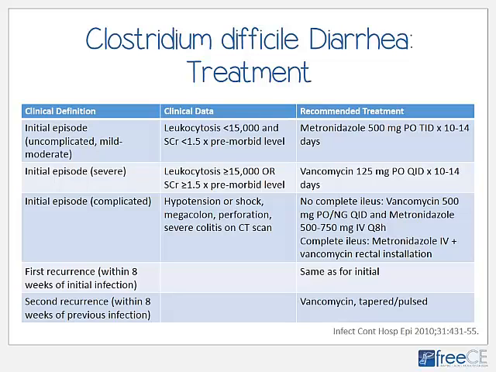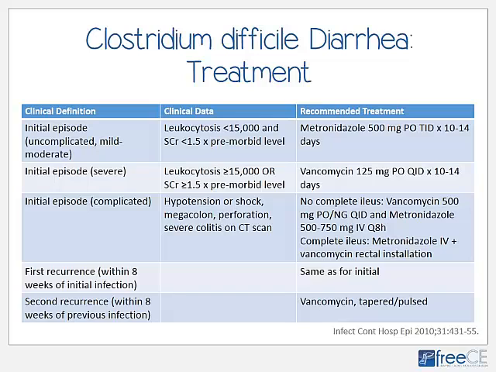Our next clinical definition is the initial episode, but now it's severe. And severe is defined as a leukocytosis that's greater than 15,000, or a serum creatinine that's greater than or equal to 1.5 times the premorbid level. So you don't need to have both of these, just one or the other. And so again, we've got a significant acute kidney injury occurring with the disease and the dehydration.